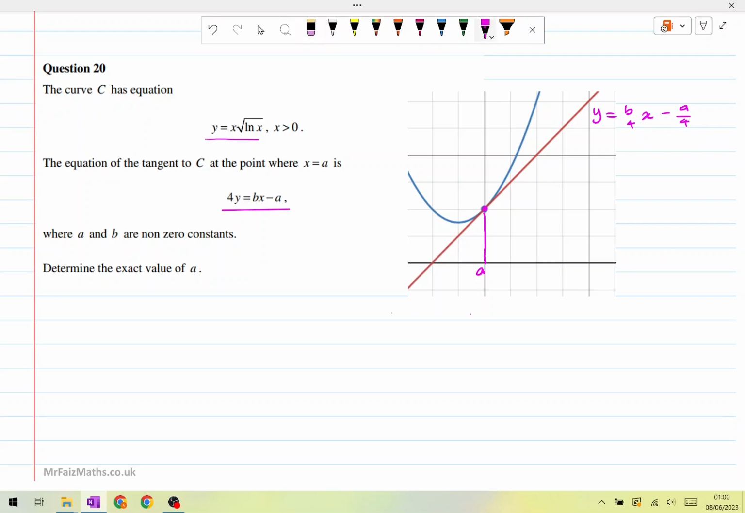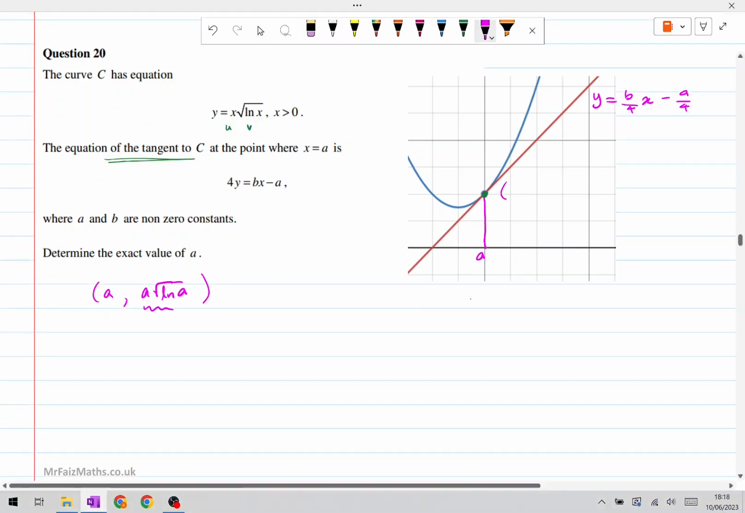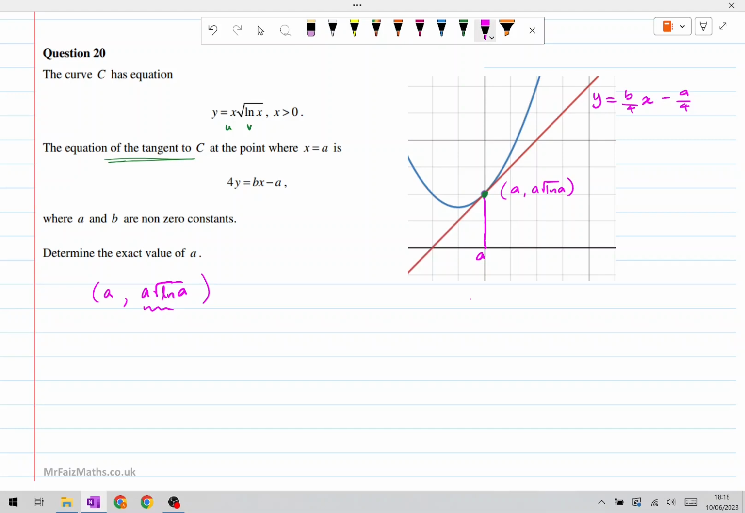Using the curve, if x is equal to a, we could say the y coordinate is equal to a root ln a, right? That's just substituting x equals a into this one. So when x equals a, y is equal to a square root of ln a. Now that was using the equation of the curve, but that's not the only way to get that y coordinate. We could also use the equation of the line and substitute x equals a into this.